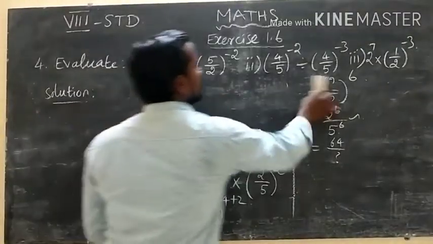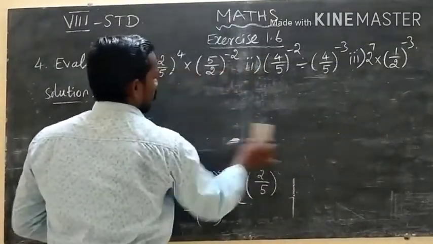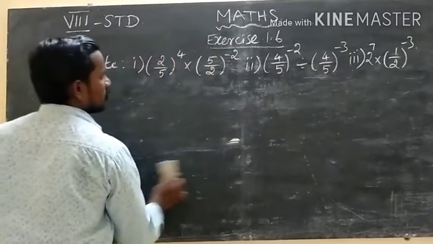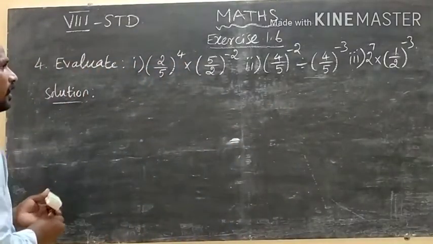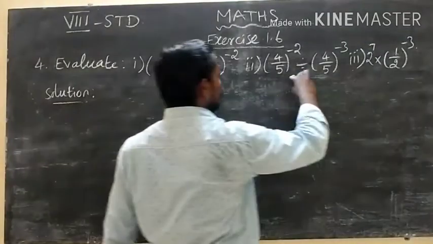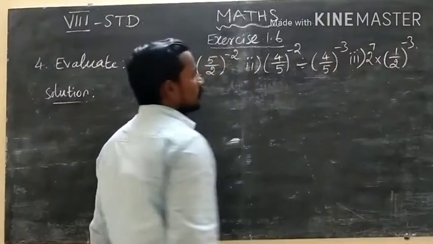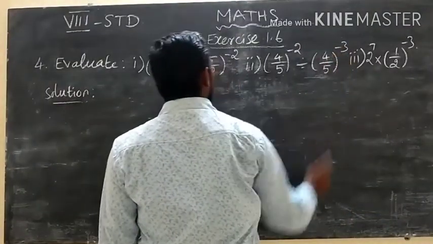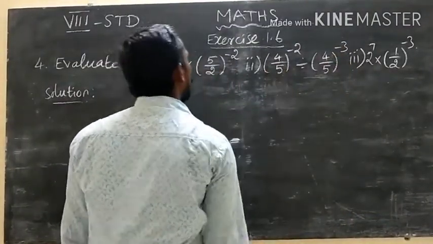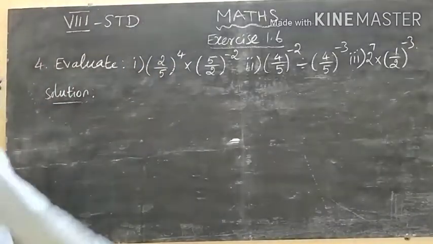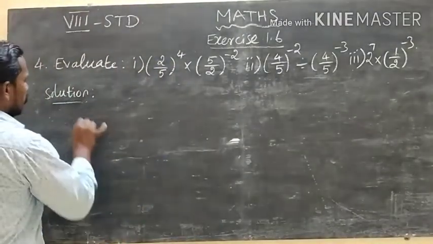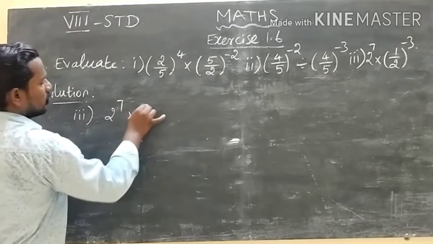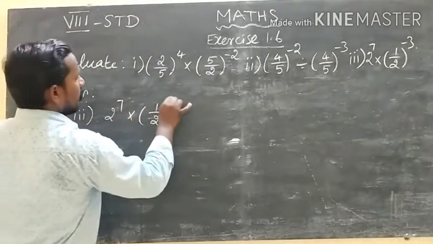Then the second question is your homework. In the same manner, first change into like powers. Division first changes into multiplication, so interchanging the terms. Next, using the power rule, apply it separately. Then we get 4 by 5, like the question, similar to the first one. Then the third question answer.